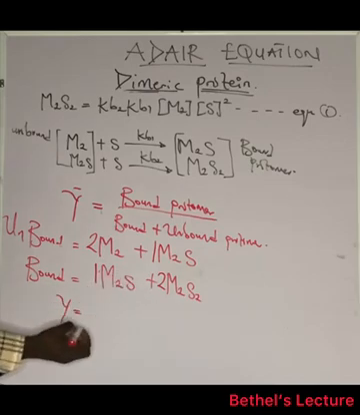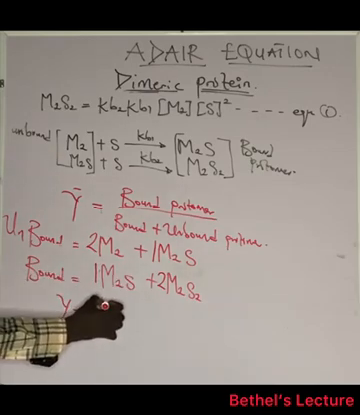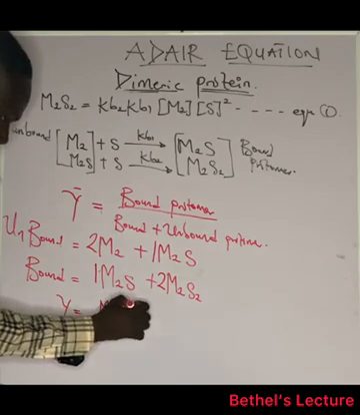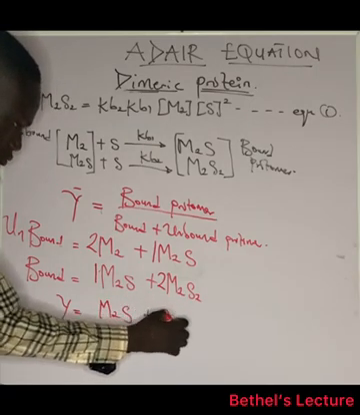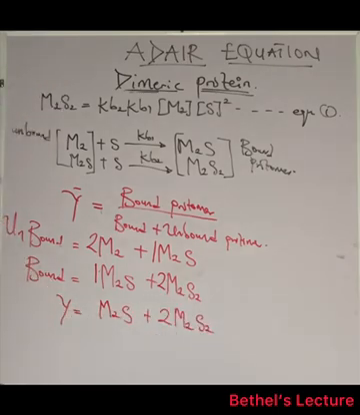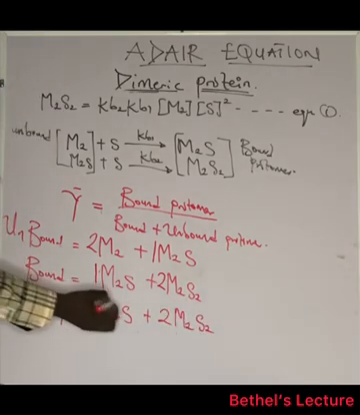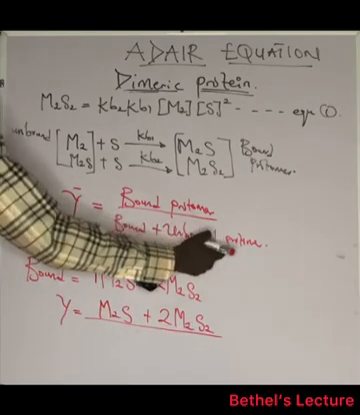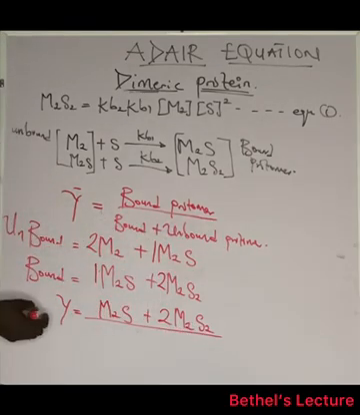M2S. I will just put M2S. So M2S plus what now? Plus 2 M2S2. Are you there? These are bound, right? Now all over bound plus unbound. Now the bound plus unbound will be what now?